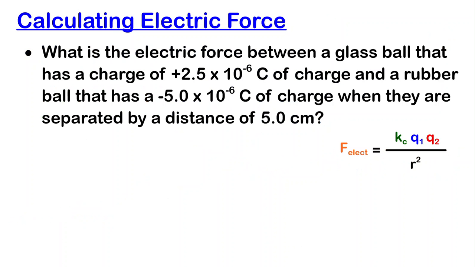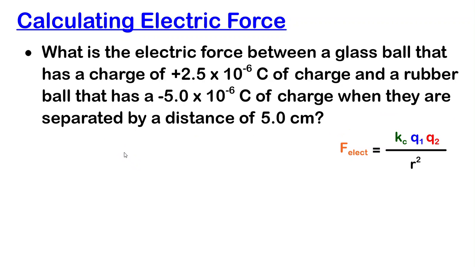All right, so just a quick practice problem to work through that. It says, what is the electric force between a glass ball that has a charge of plus 2.5, so it is a positively charged object, times 10 to the negative 6 coulombs, and a rubber ball that has a charge of minus 5 times 10 to the negative 6 coulombs when they are separated by a distance of 5 centimeters.